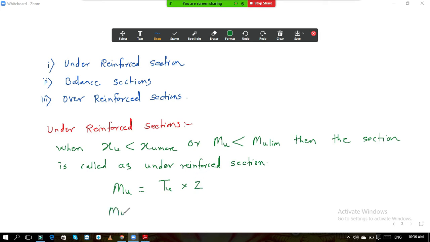If I elaborate this formula, MU is equal to TU, which is stress into area, since force is stress into area: 0.87 Fy into AST. Multiply it by Z, the lever arm, the distance between CU and TU, which is d minus 0.42 XU. This we have already seen. So this is the formula for under reinforced sections. Take a screenshot of this or note it down, a very important formula. So this is about the under reinforced section.